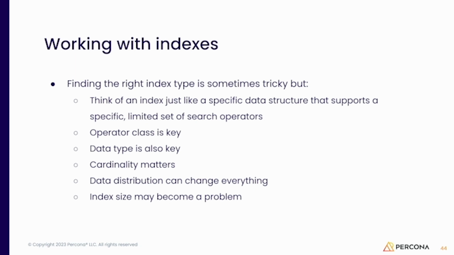And this comes with a challenge. How can we find the right index type for our data? Sometimes it's tricky, right? So, some hints. We should think of an index just like a specific data structure that supports a specific type of data with a limited type of comparison. First thing we need to understand is, okay, what type of data are we storing? Are we storing integers and normal data, like varchar and something?